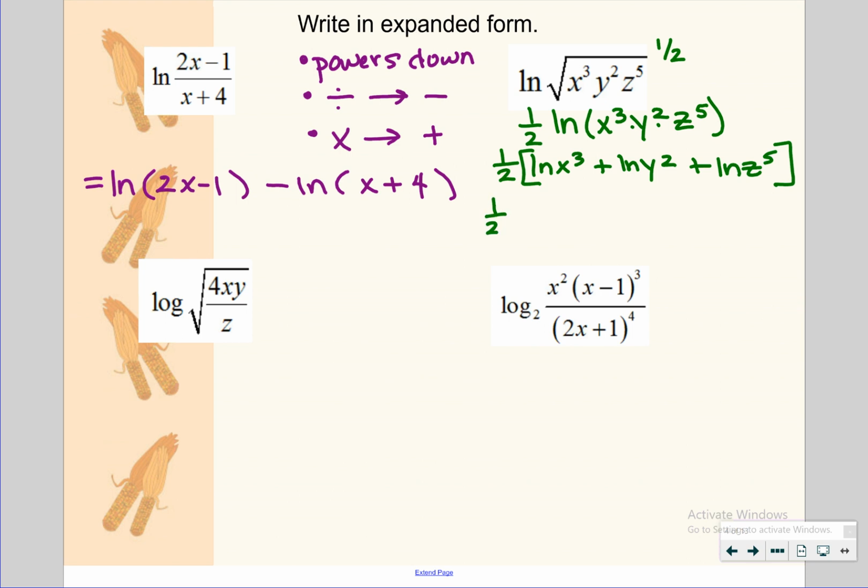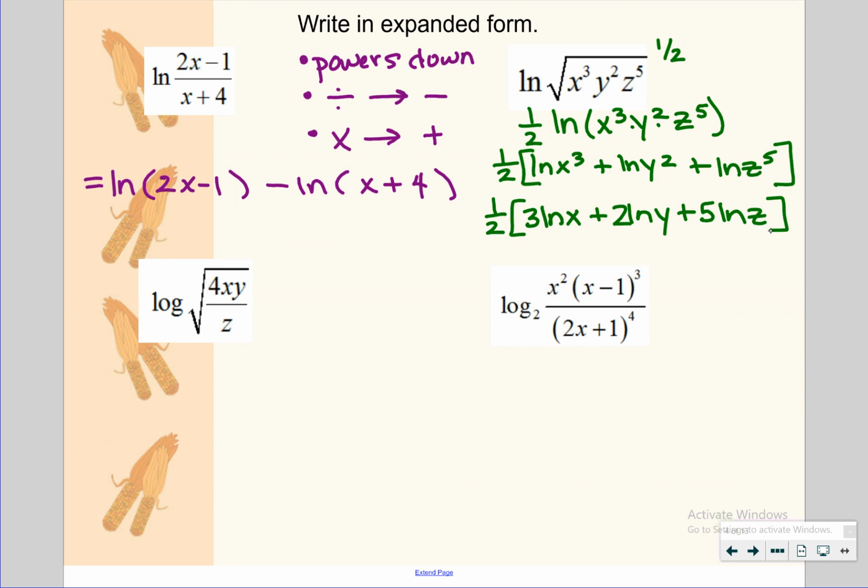The 1/2 again is still just hanging out front. So I'm going to have 3 natural log x plus 2 natural log y plus 5 natural log z. And then an optional step is you could distribute the 1/2 through. I don't think that makes it any more or less expanded, so I'm just going to leave my answer like this.